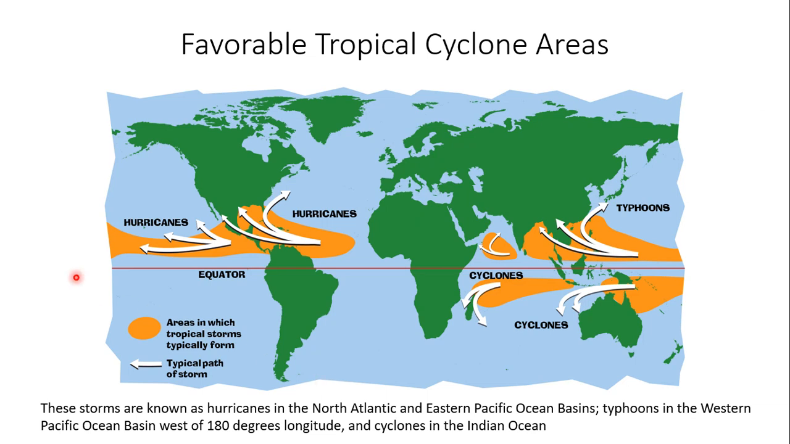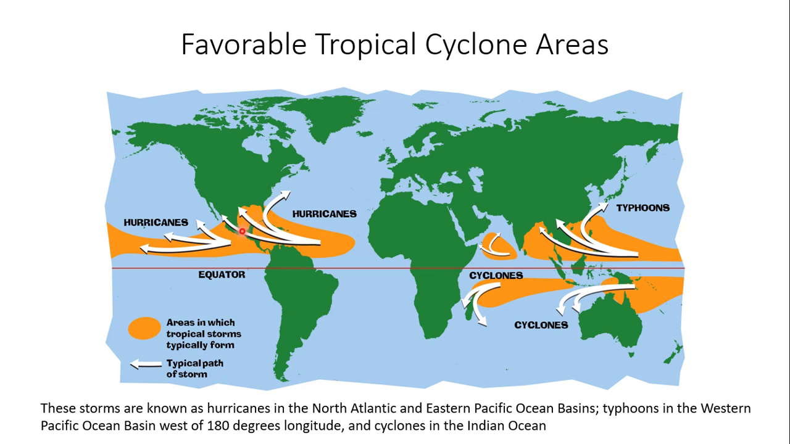Here are some of the favorable tropical cyclone areas across the world. The orange shading indicates areas in which tropical storms typically form. So there's a lot of areas that are impacted across the world by these tropical systems. Of course, we're very familiar with it if we live in the U.S.: across the tropical Atlantic, systems can form, the Caribbean, as well as the Gulf of Mexico.